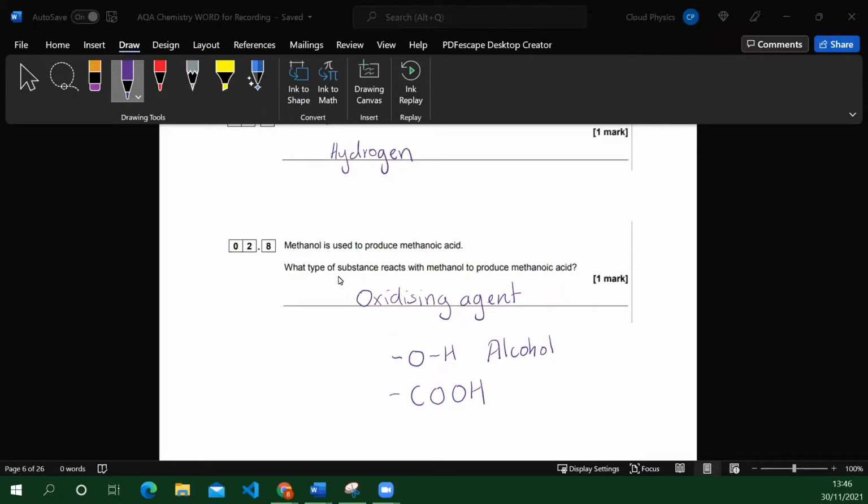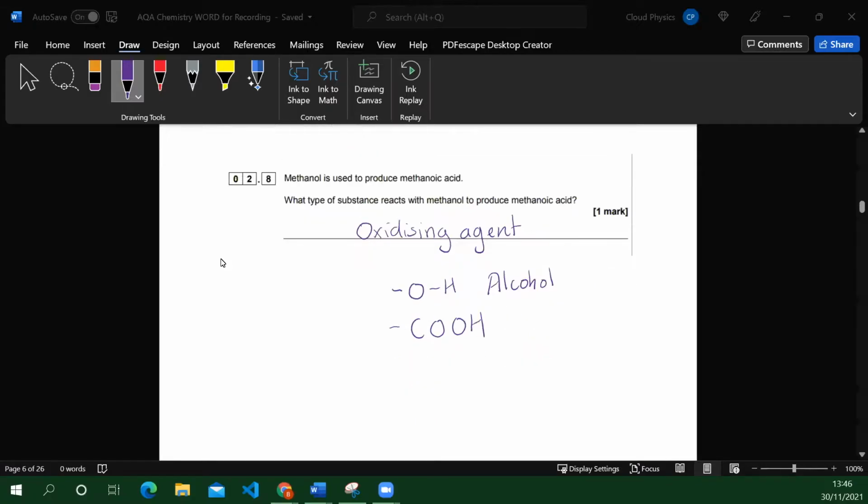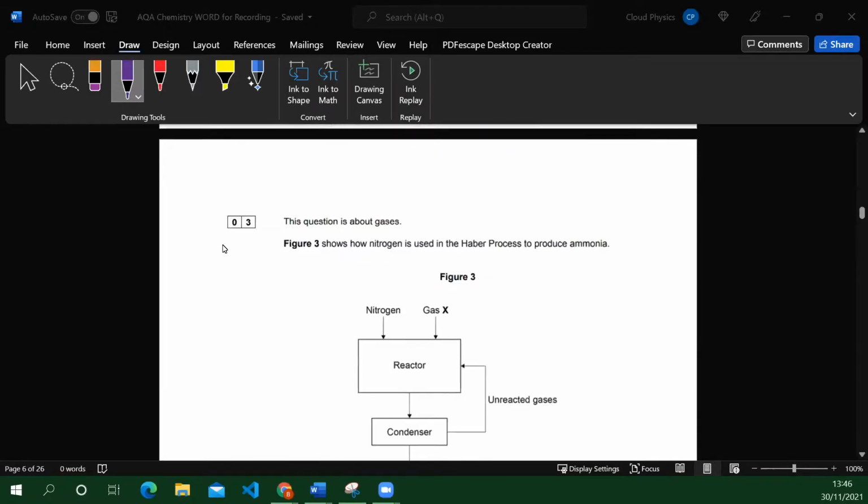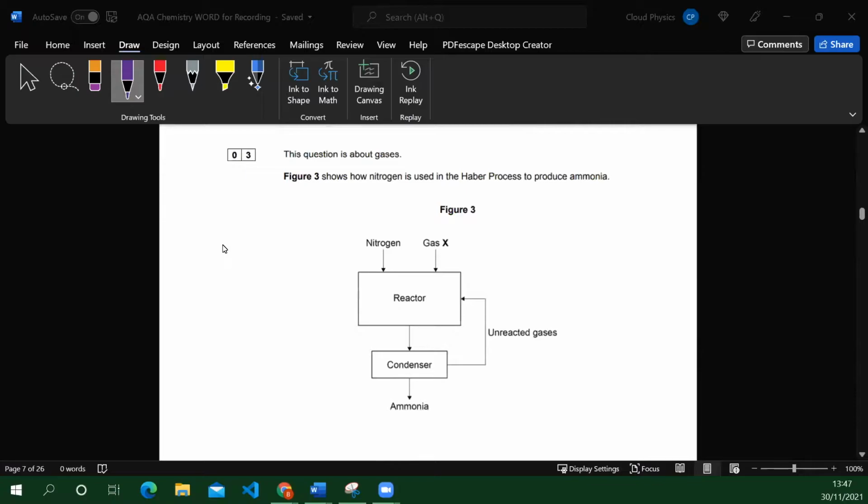So this is the last question we're on about methanol being an oxidizing agent. So I'll carry on. So part 3, different question. This question is about gases. So not to do with our other question now. Figure 3 shows how nitrogen is used in the Haber process to produce ammonia.